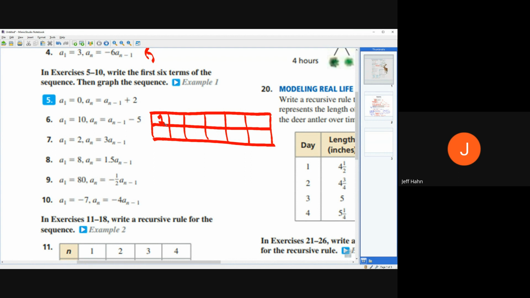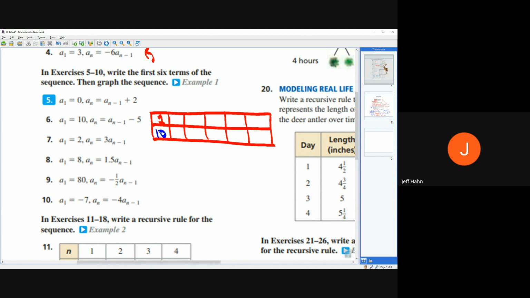What would the first term be in problem number 6? If you can't tell me that, I'm a complete failure. Liam, what's my first term in problem number 6? 10. How do I know? Because it says the first term is 10. Anybody unclear on that?